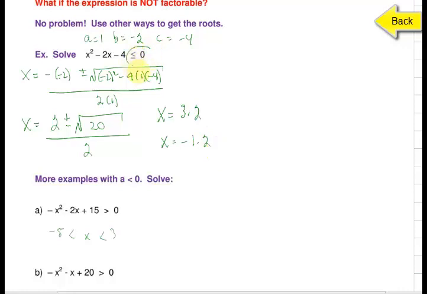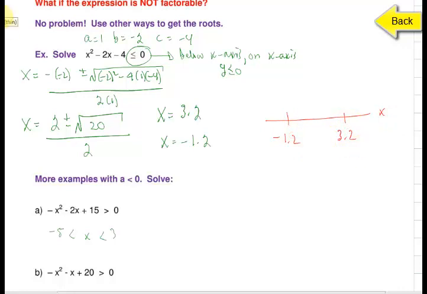Okay, so we've got less than or equal to 0. All right, that means below the x-axis and on the x-axis, where y is less than or equal to 0. So let's do a sketch of our graph. We have roots at -1.2 and at 3.2.